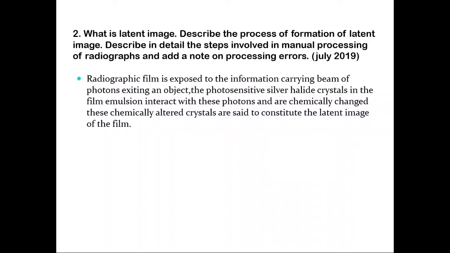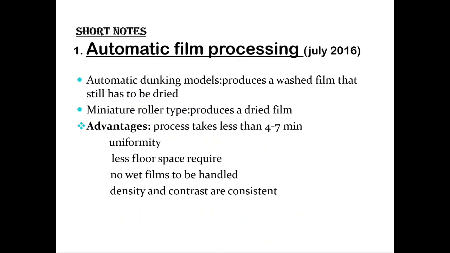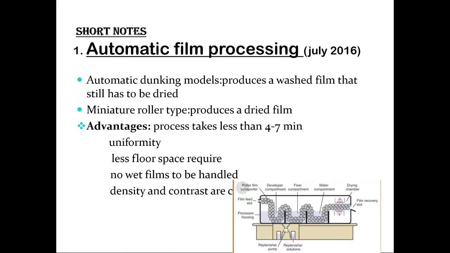And the next question that has been asked is the processing errors, which I've already mentioned in the previous slide. The next question that has been asked in the short note is automatic film processing. Automatic film processing is nothing other than automatic dunking models, which help to produce a washed film that can still be dried. So you don't need to manually do the processing in this.